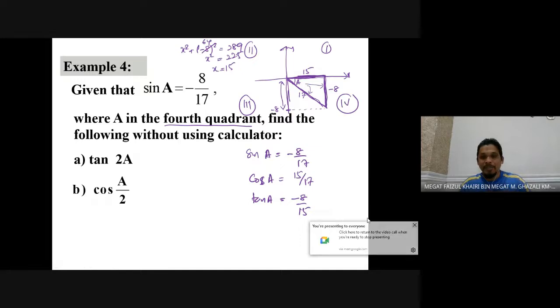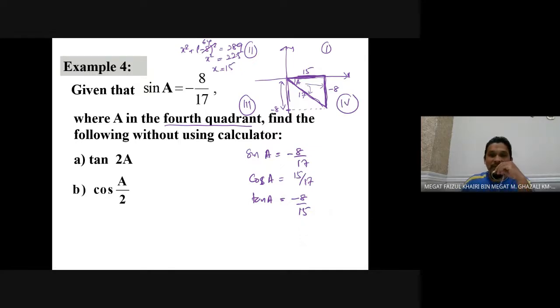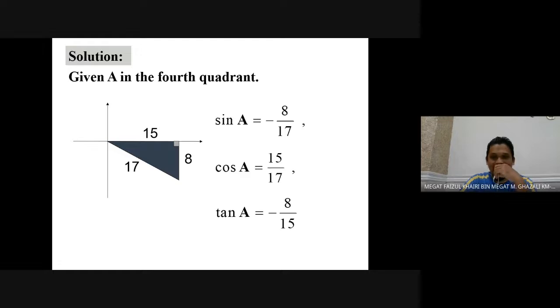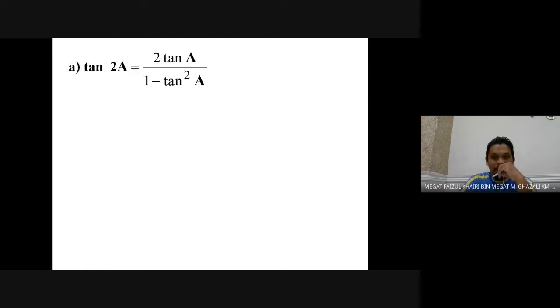Okay, so now these are the values. We find the tangent of 2A, and we use this formula here. Kita dah bincangkan awal tadi: tangent 2A equals 2 tangent A over 1 minus tangent square A.